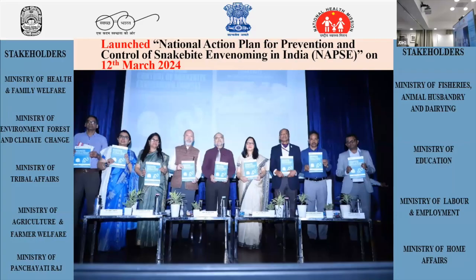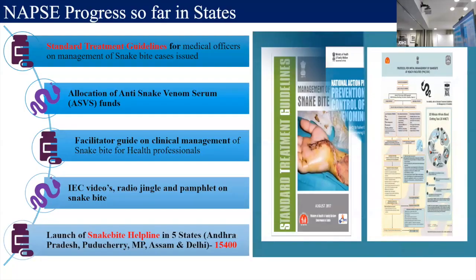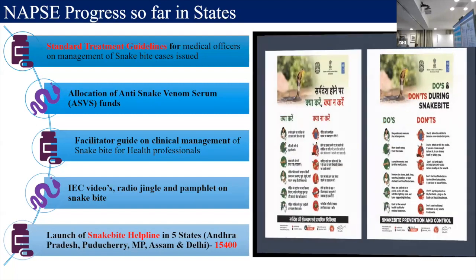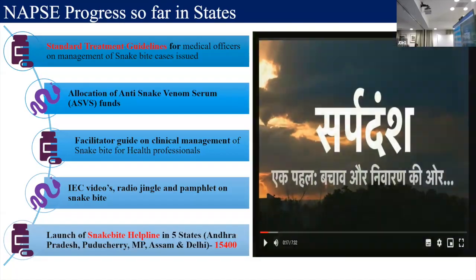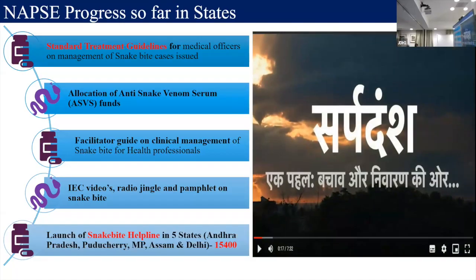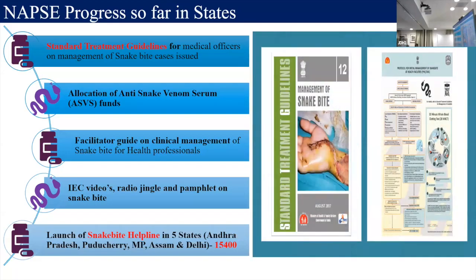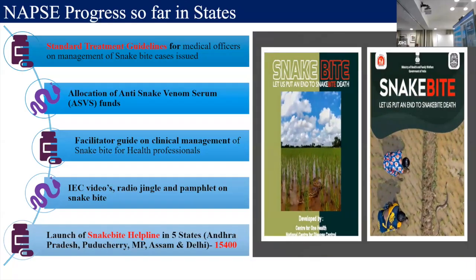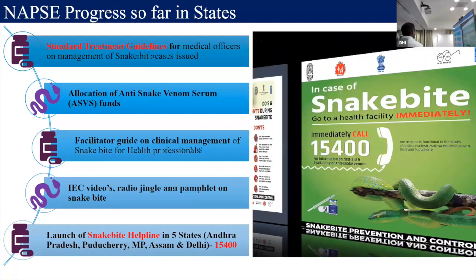Today's presentation is about what the challenges were for us after the launch and how we are managing them. These are the standard treatment guidelines. They have been issued to almost all the PHCs, and funds have been given to all the states, so each state can now procure free anti-snake venom for all snakebite victims. For educational awareness, we have prepared pamphlets, posters and radio jingles, so that they can reach the field-level personnel. The most important part is the snakebite helpline.